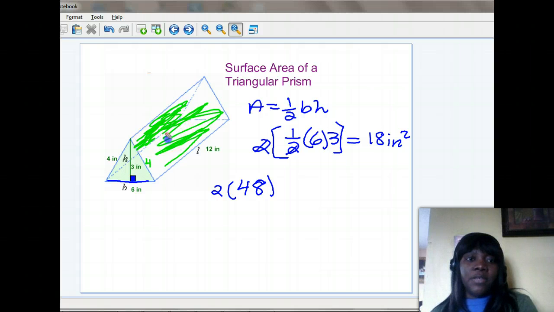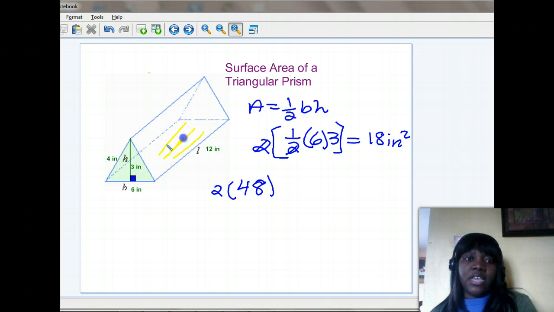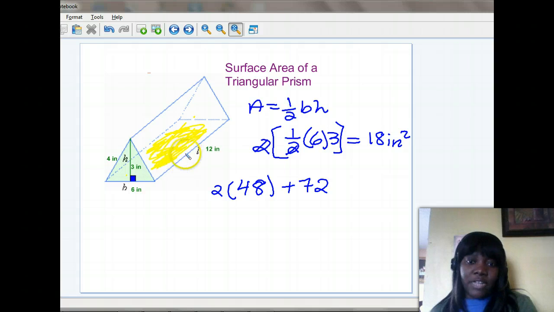Now the next one, let me erase this. Now the next one will be the bottom piece right here. Please do not confuse this as the base. Even though this is not standing up, it's laying down, this is not the base. Those two are the bases. Remember, there's two congruent bases in the shape. So if this is 6, this is 12, so when we multiply we get 72. Now we only have 1, so we are not going to multiply this one by 2.